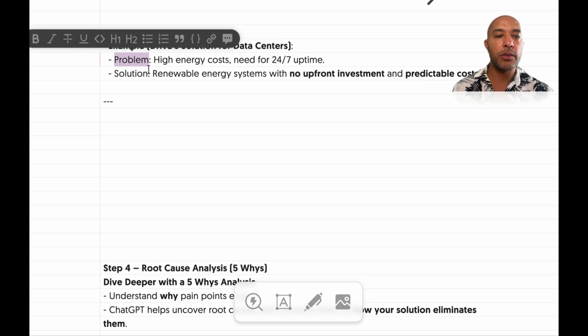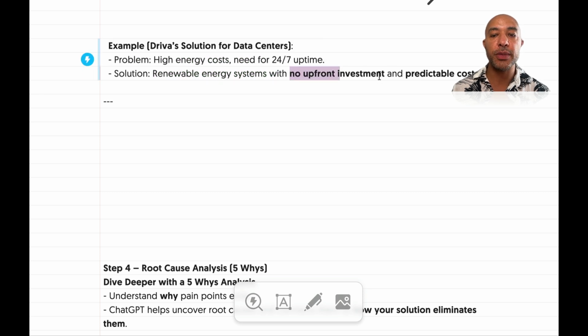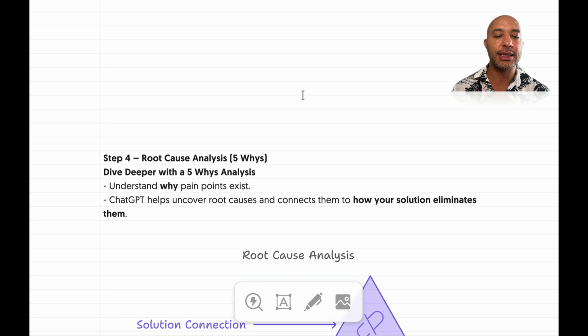So for our solution in targeting data centers, the problem here is high because energy costs are high and there's a need for 24/7 uptime. And renewable energy systems are quite expensive, and our solution offers no upfront investment and predictable costs. So that's why it makes sense.